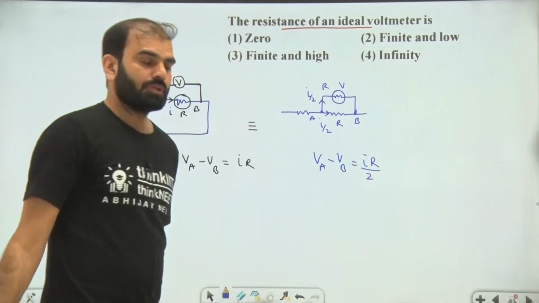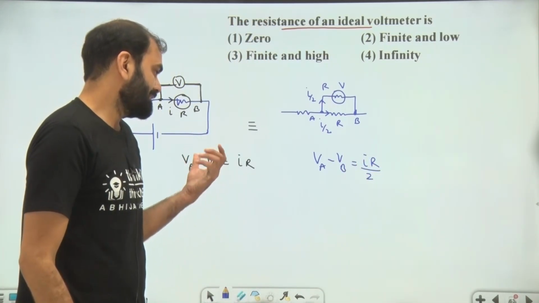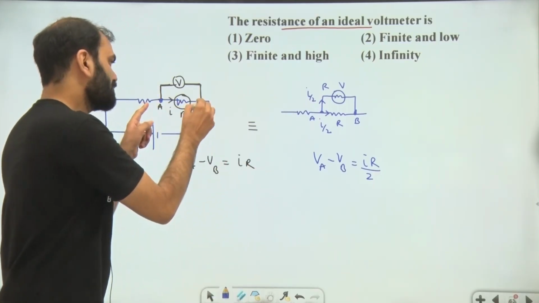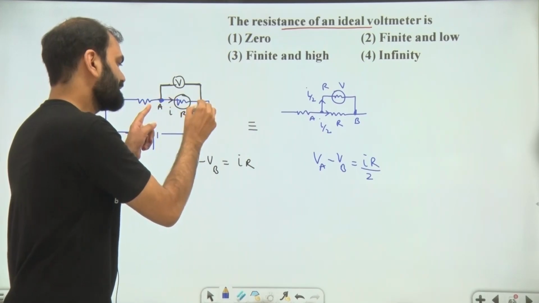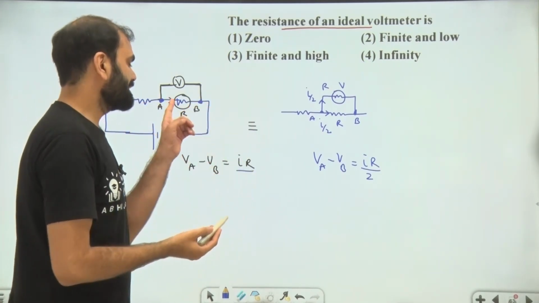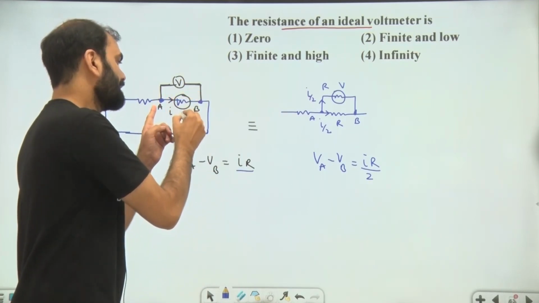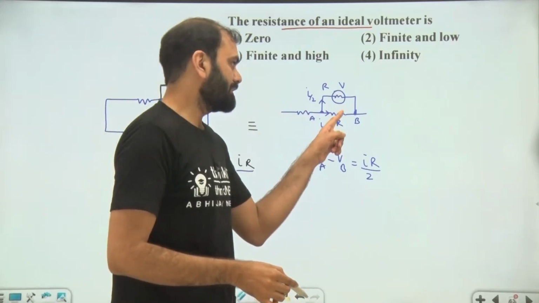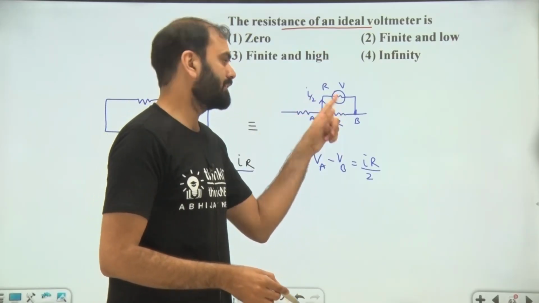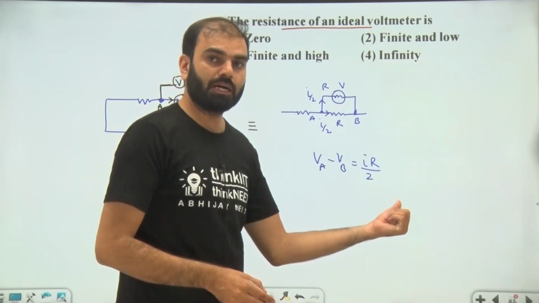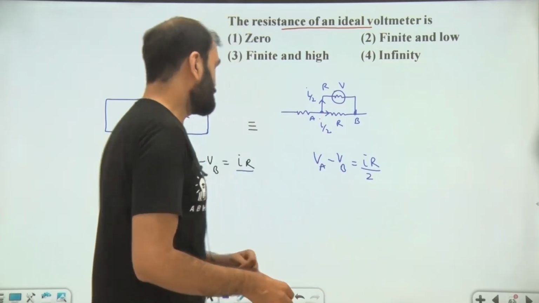So what should be the potential difference between these two points theoretically? It should be equal to IR. But what you are measuring now, if the voltmeter resistance is equal to the resistance connected in the circuit, is that half of the current is going through this path and half through that path. So the value is coming out to be half that of the real value.